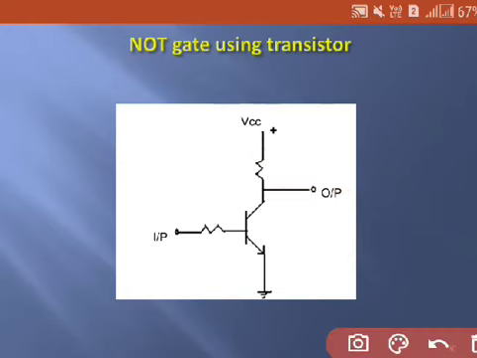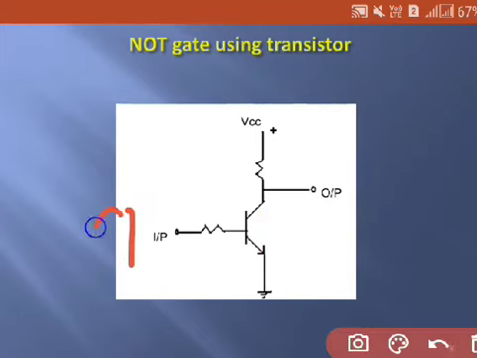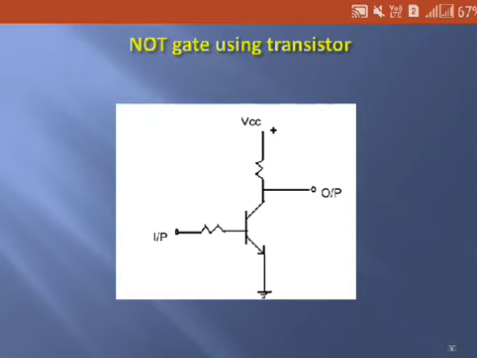Similarly, if the input is logic 1, what will happen? The transistor is a closed switch, so that the output is directly connected to ground and you will be getting the output as 0. So for a given 1 input you will be getting 0 output, and similarly for a given 0 input you will be getting 1 as output. So this is a simple transistor circuit which implements the operation of the NOT gate, or inversion or negation. All the terminology is one and the same.